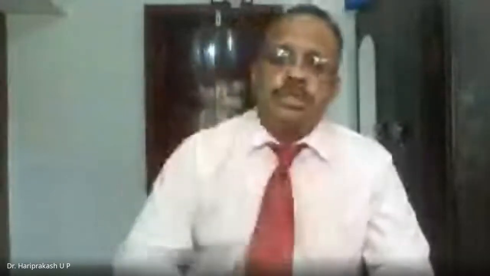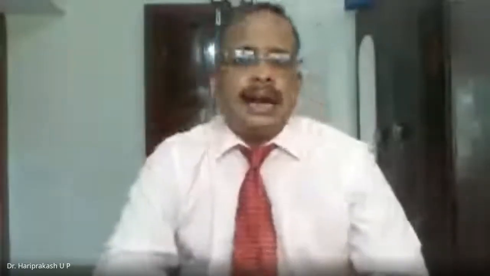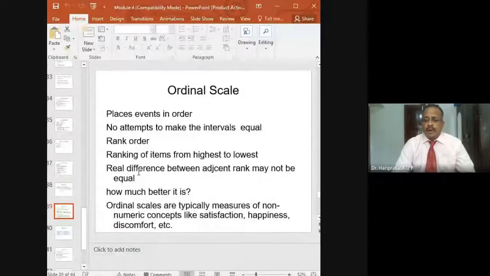It may be 1 mark difference. Half mark difference also, between first and second, may happen, is it not? Even a 10 mark difference may happen, 20 marks, any number it may be. But you are not knowing that through an ordinal scale. If you are using an ordinal scale, you will not know that. It is used for non-numeric concepts like satisfaction. So if you are measuring something like satisfaction, happiness, discomfort, normally we use an ordinal scale for such cases.